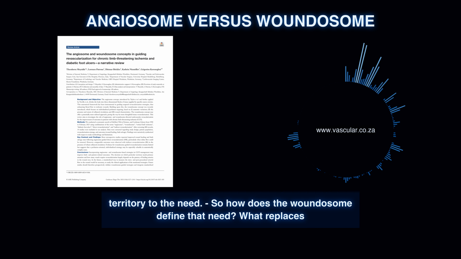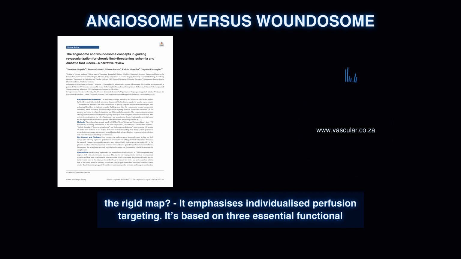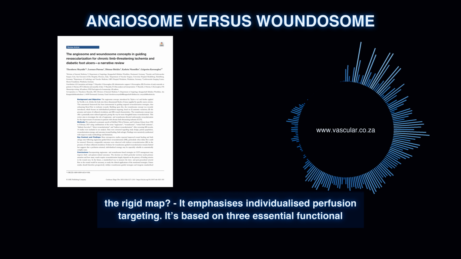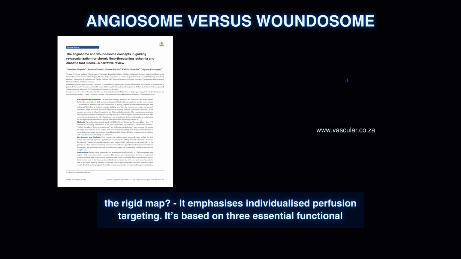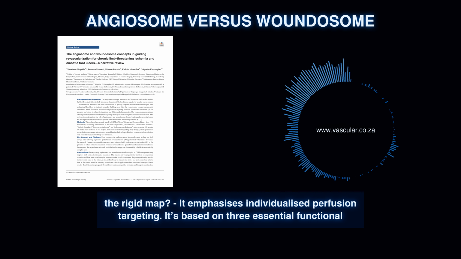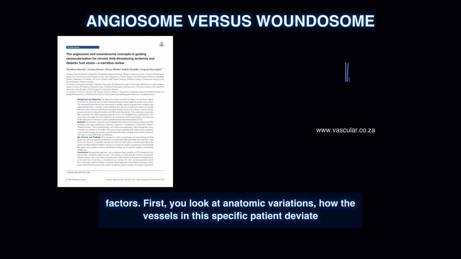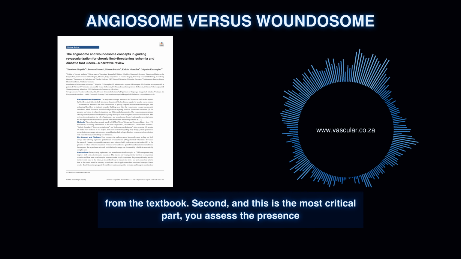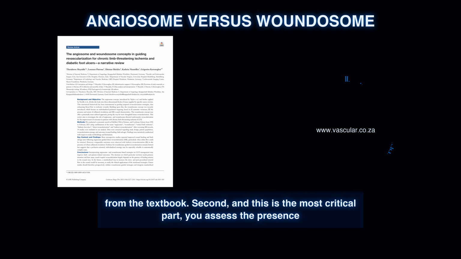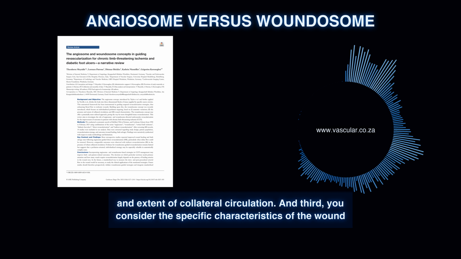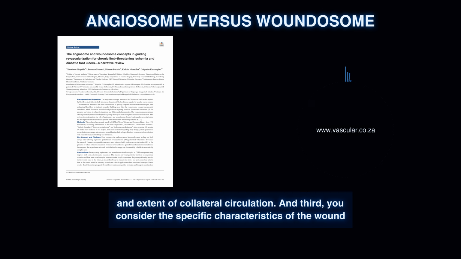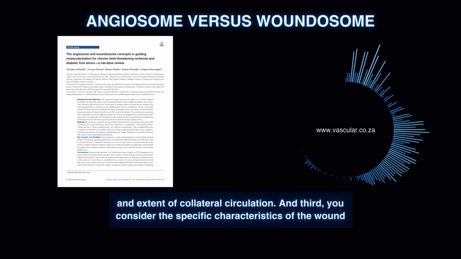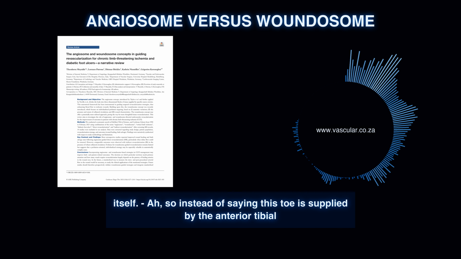So how does the Woundosome define that need? What replaces the rigid map? It emphasizes individualized perfusion targeting. It's based on 3 essential functional factors. First, you look at anatomic variations. How the vessels in this specific patient deviate from the textbook. Right. Second, and this is the most critical part, you assess the presence and extent of collateral circulation. And third, you consider the specific characteristics of the wound itself.